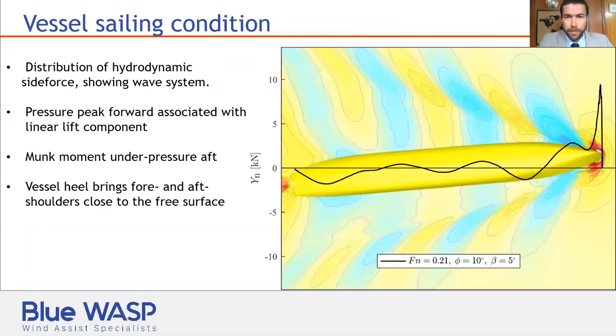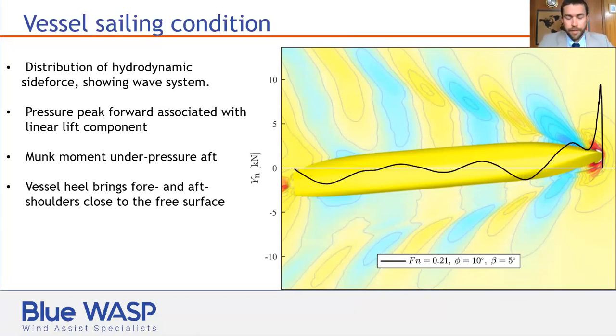At the bow, you have a quite distinct pressure peak, which is associated with the linear lift coefficient. And then farther aft along the ship, you can see evidence for the Munk moment. Finally, a vessel heeling angle will bring the shoulders of the ship fore and aft closer to the free surface, which will lead to expansion or contraction in the flow field and an increase in wave-making resistance. So the resistance of a ship, which has a normal Froude number dependency, in the case of wind assist also depends on the heeling angle and the leeway angle.